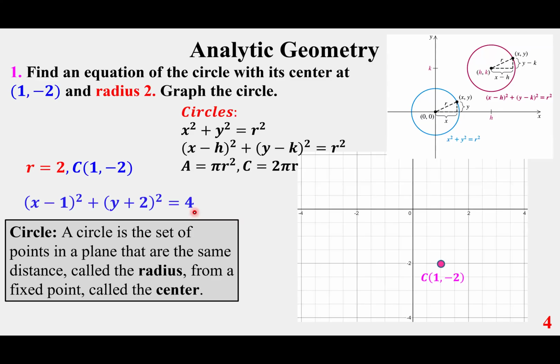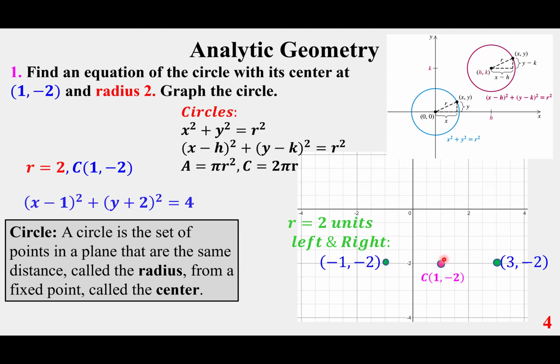Now, how do you graph it? One easy way is to go back to the center. 2 units to the right and left gives you 2 points to the right and left of the center. 2 units up and down. So if we start with right and left, the x coordinate, subtract r, which is 2, and you get (-1, -2). And to the right, add r, that means 1 plus 2, you get (3, -2). Those are the 2 points.